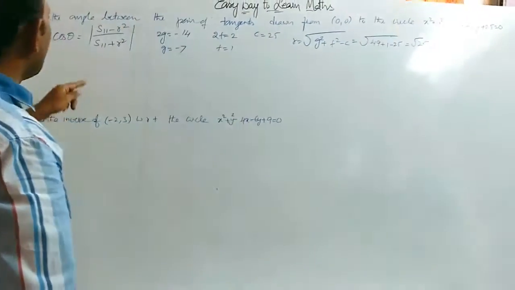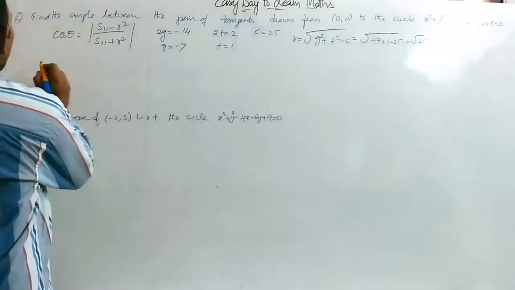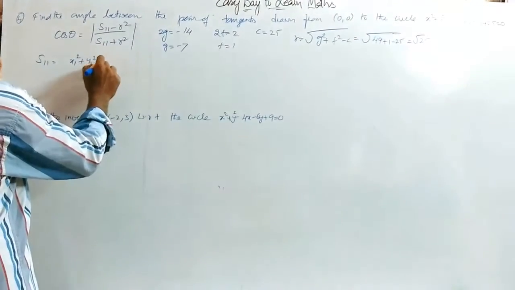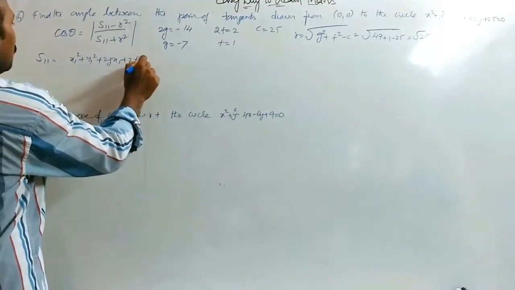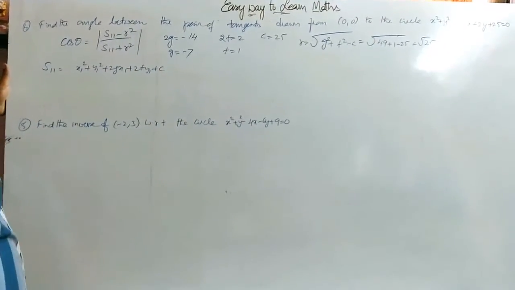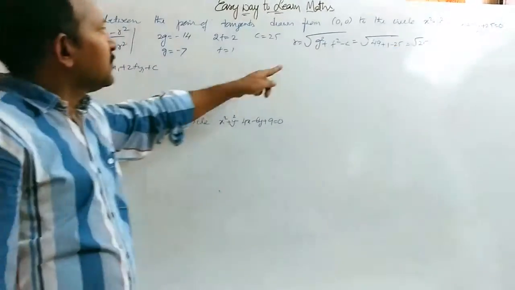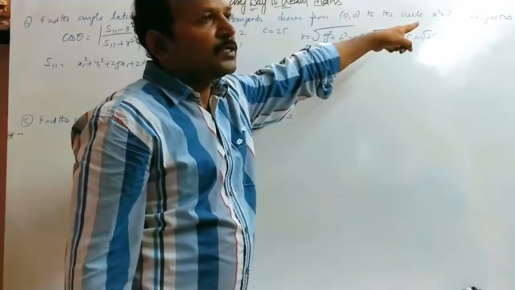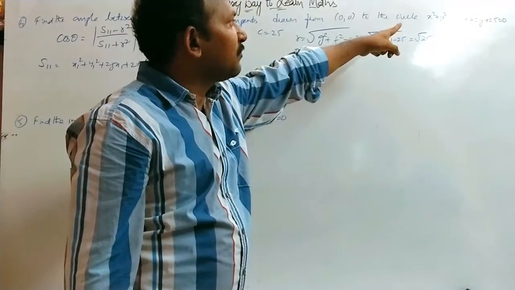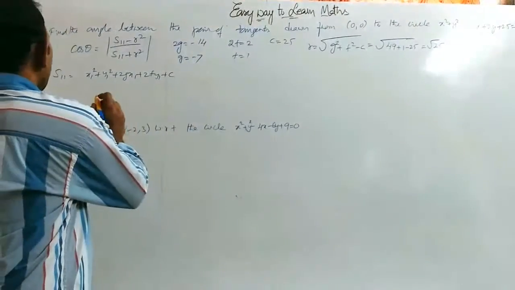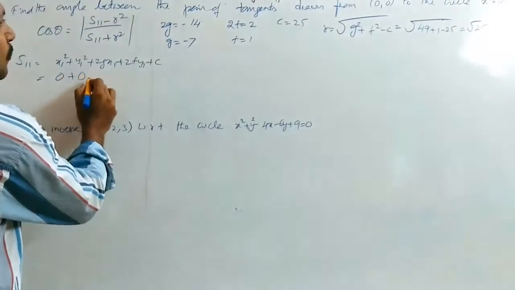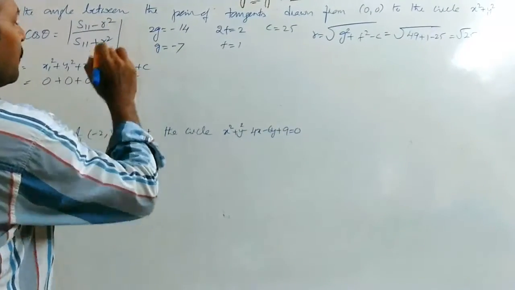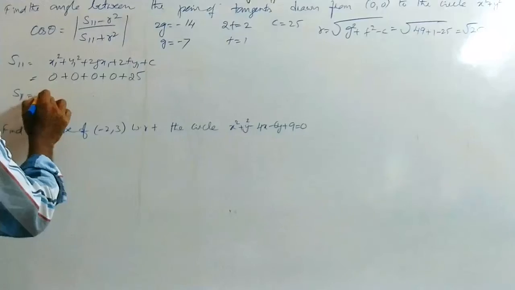Now let us find the value of S11 also. S11 is simply x1² + y1² + 2g·x1 + 2f·y1 + c. Here (x1, y1) is given as (0, 0). Let us substitute these values in the equation of the circle, 0 in place of x and 0 in place of y. Therefore it is 0 + 0 + 0 + 0 + 25, so S11 is nothing but 25.